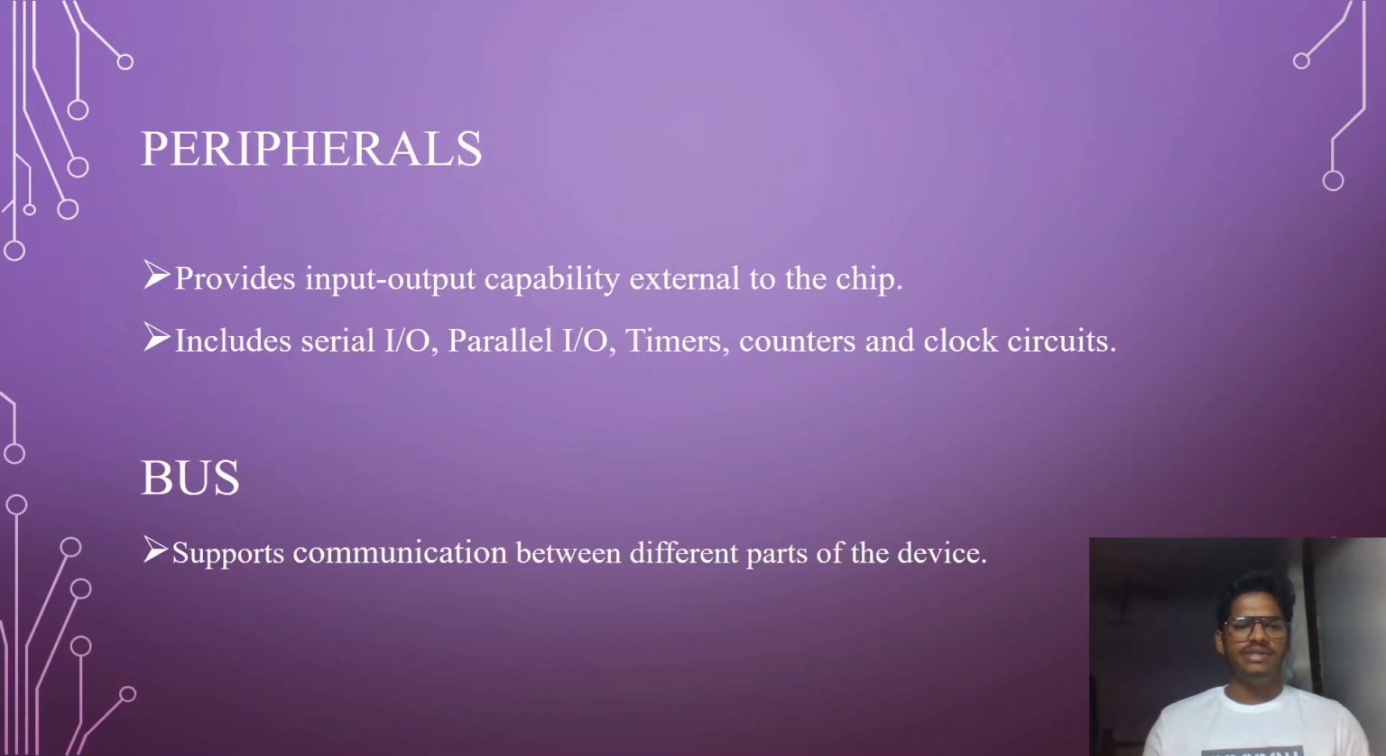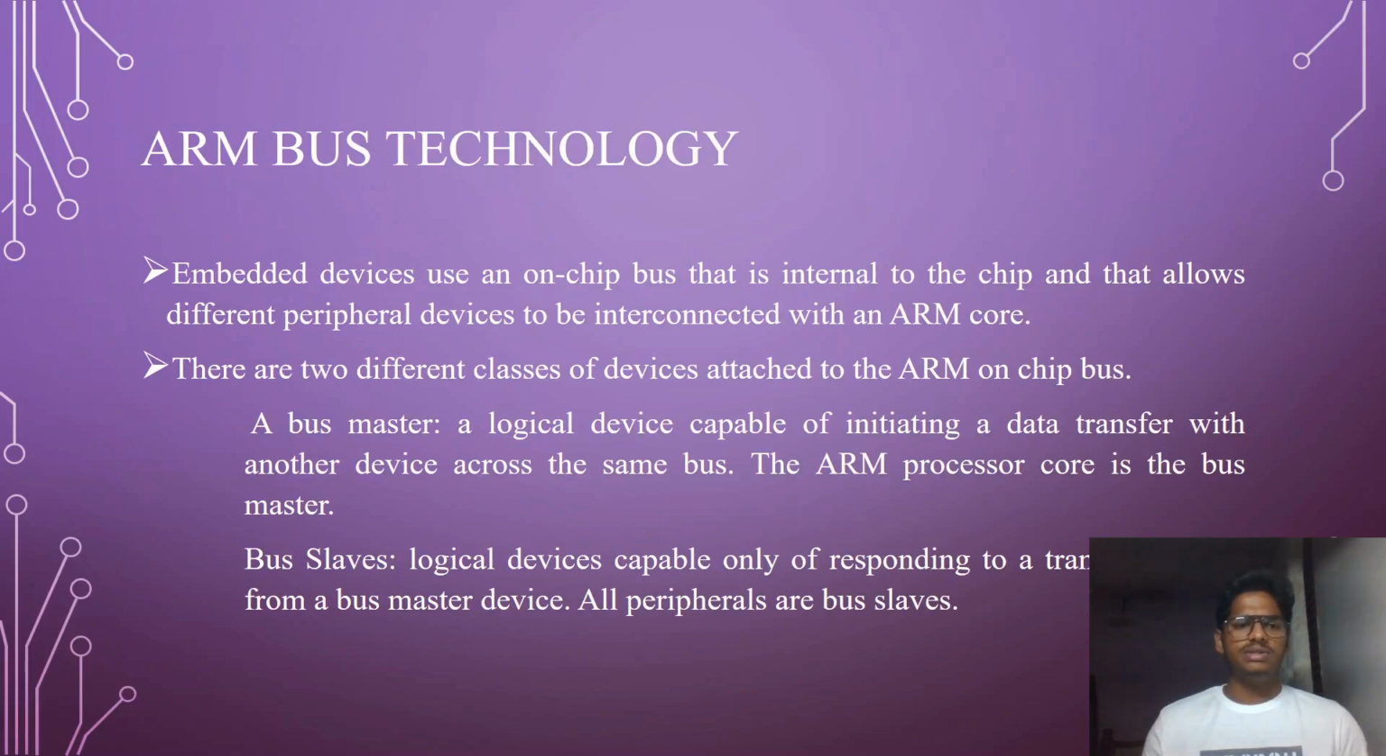Peripherals. Provides input-output capability external to the chip. Includes serial input-output, parallel input-output, timers, counters, and clock circuits. Bus. Supports communication between different parts of the device. The ARM bus technology. The embedded devices use an on-chip bus that is internal to the chip and that allows different peripheral devices to be interconnected with an ARM core.